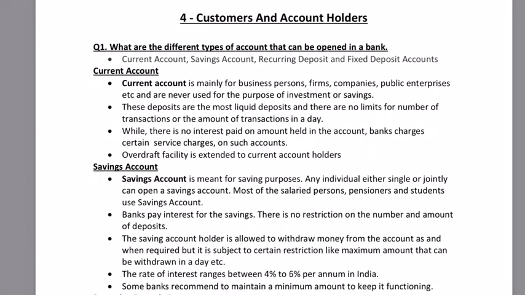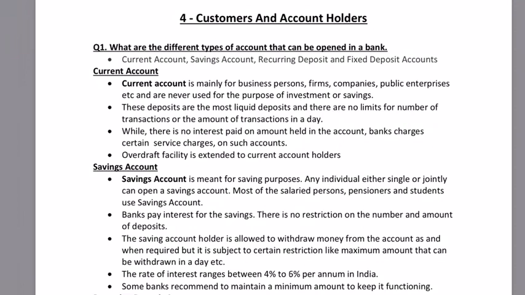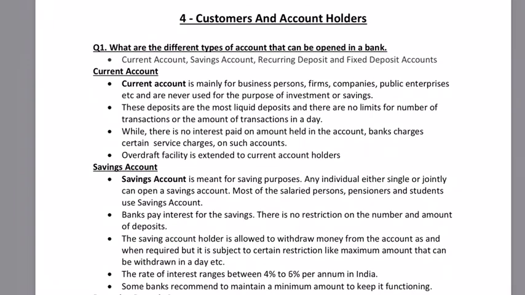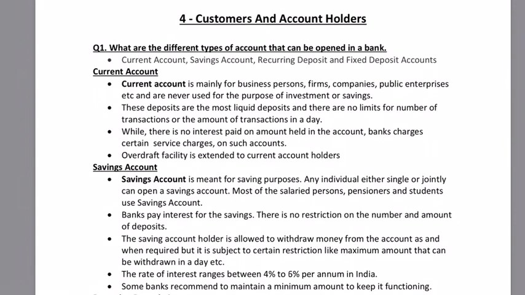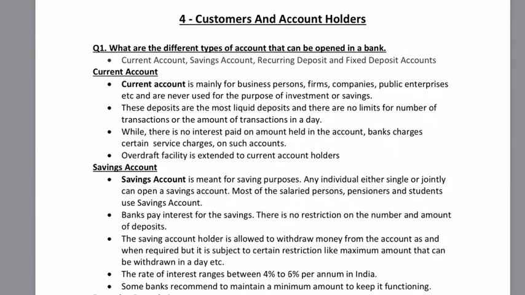So what is a current account? Current account is mainly opened by business people, and the deposits made by them are liquid deposits, and there are no limits on the number of transactions that they can perform on their account in a single day. However, there is no interest paid on the amount held in this account, or very, very low interest is paid. It depends on the bank. And bank charges or service charges are levied on operation of this account. However, one good advantage is overdraft facility is extended to current account holders.